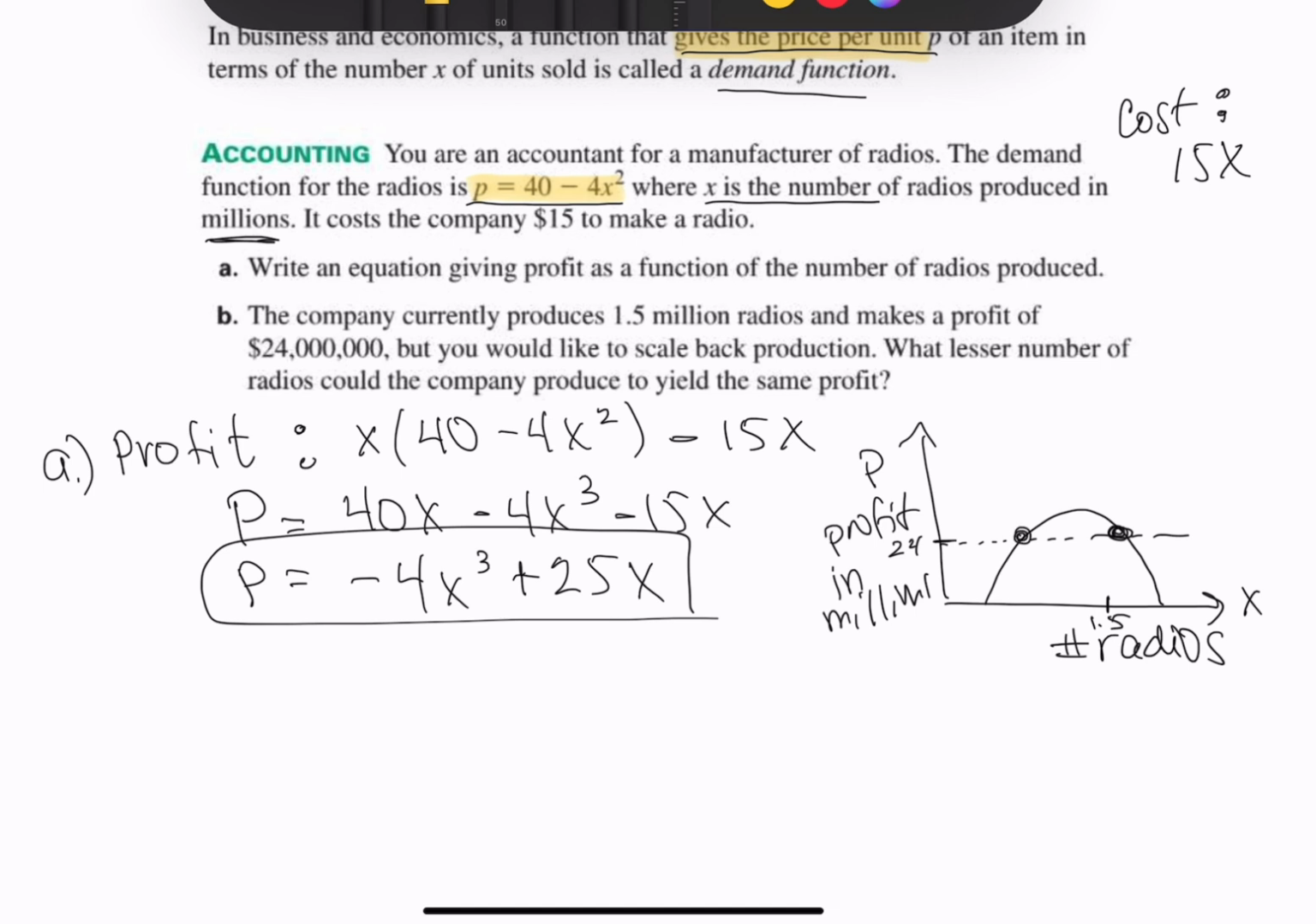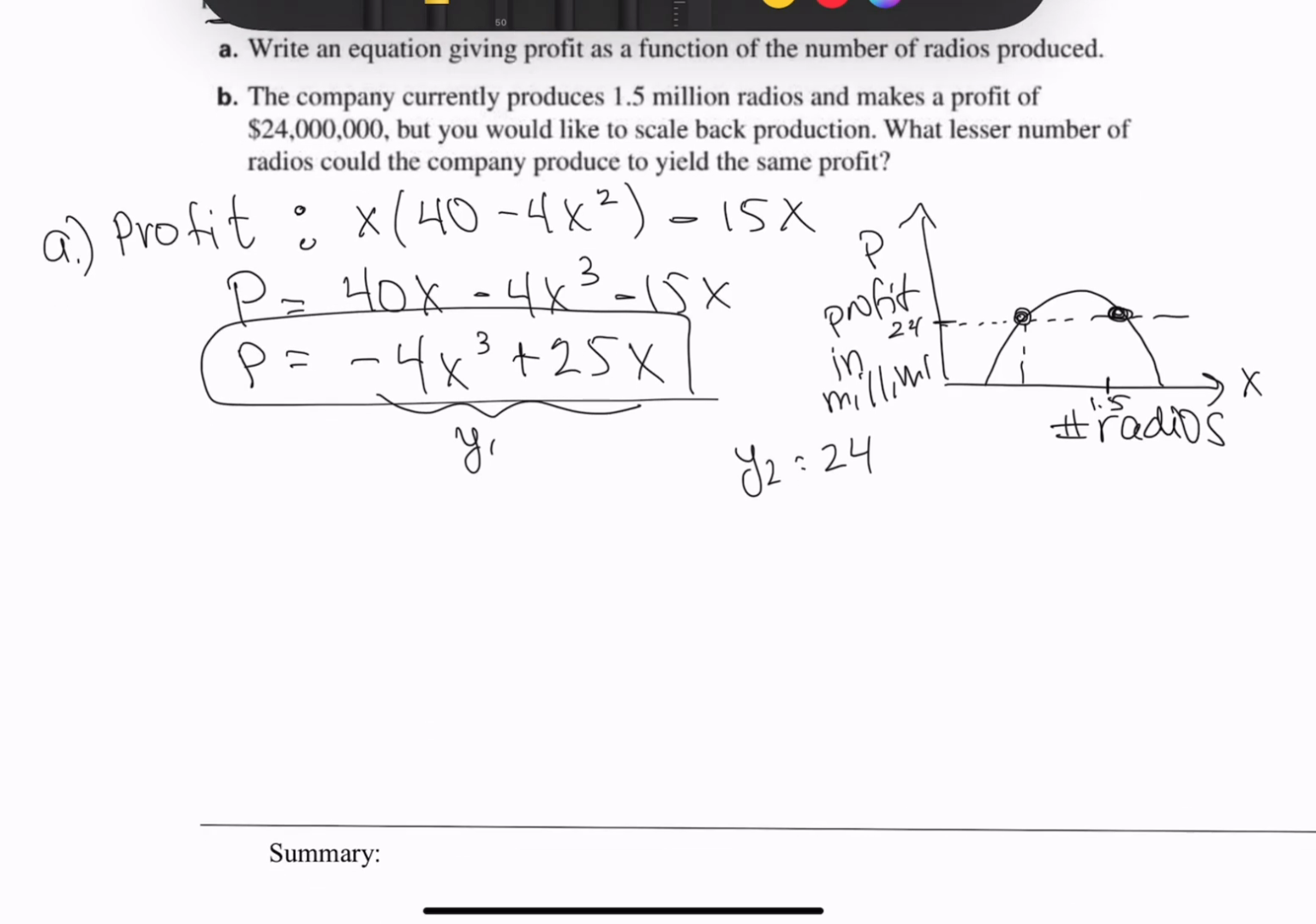You have two ways of doing this. The first way is to make this y1 on your graphing calculator. And then for y2, you would plug in the 24. And then you can find that point of intersection. But you already know how to do that. So let's go ahead and apply our remainder theorem and our factor theorem to this problem.